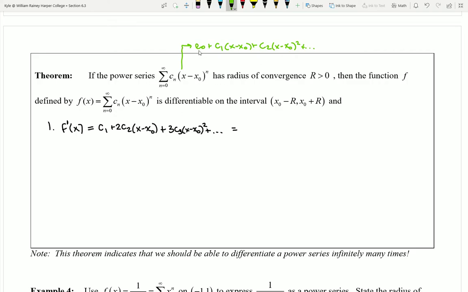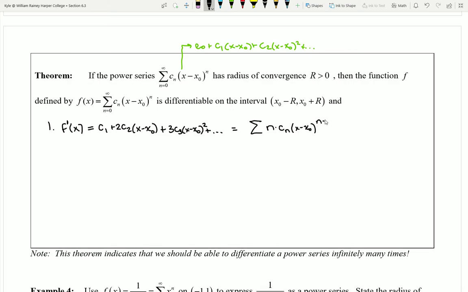Notice the derivative of c0 would just be 0, so it disappears. The derivative of c1 times this x minus x naught is just going to end up as c1. The derivative of what I have over here is going to be bring the 2 down, then I'll get my c2 and x minus x naught to the first. And you see that's exactly what I'm writing out up here. In general, it means that I kind of had to take the derivative of this power series. So notice that in order to do that, I would have to say, in general, the pattern is you bring the power down to the front, and then you lower the power by 1, right?